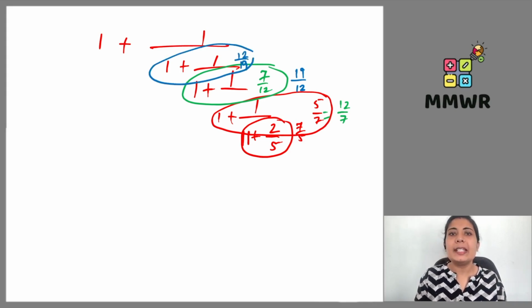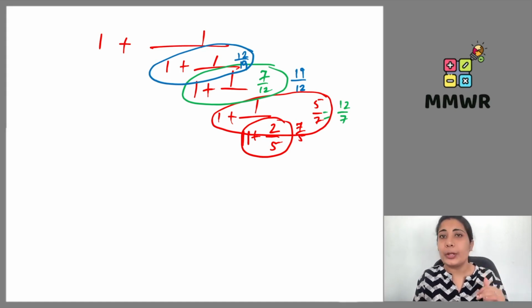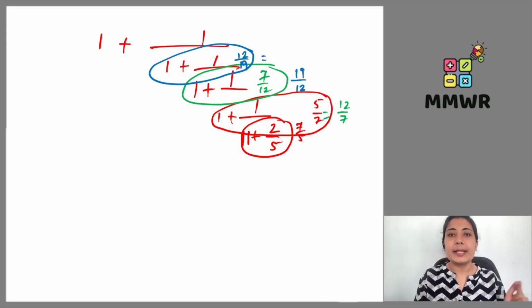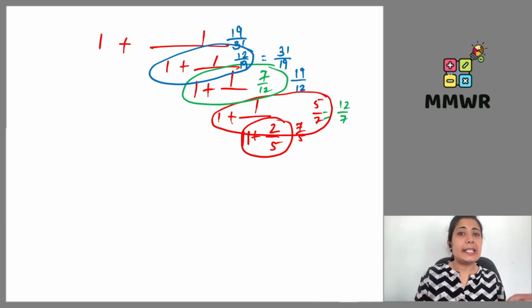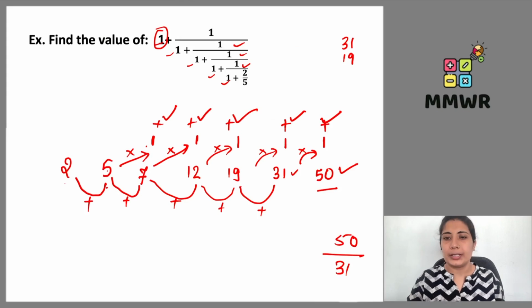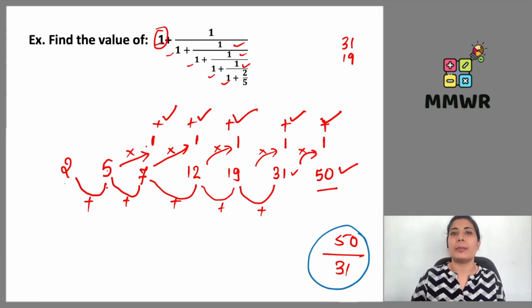So 1 plus 19 upon 1 plus 12 upon 19 will give us 19 plus 12 upon 19. So this gives me, after simplifying, 31 upon 19. Now 1 plus 1 upon 31 upon 19, that means 1 plus 19 upon 31. So 19 plus 31 is going to give me 50 upon 31, which is the final answer, 50 upon 31. Here also we got the same number.